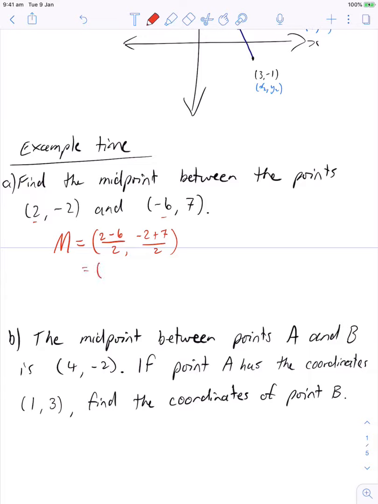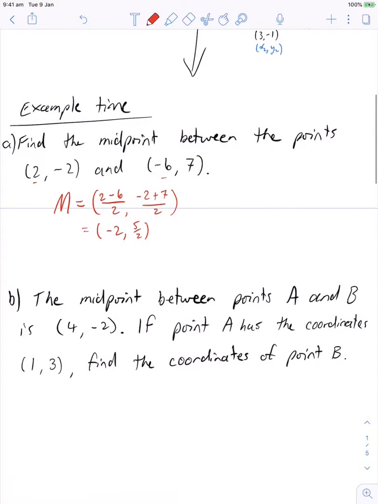Remember our answer is going to be a coordinate. So 2 minus 6 is -4, divided by 2 is -2, comma, -2 plus 7 gives me 5 divided by 2. I'm just going to leave it as an improper fraction here, 5 over 2, for ease, but you could write it as 2.5 as well. Let's have a look at the second one.